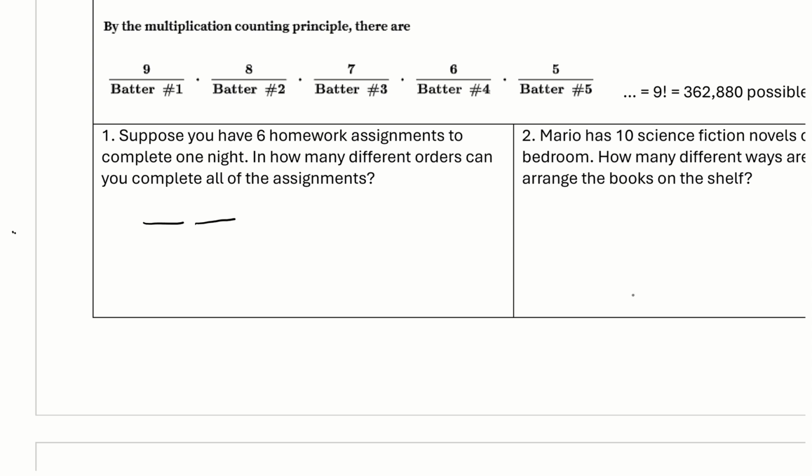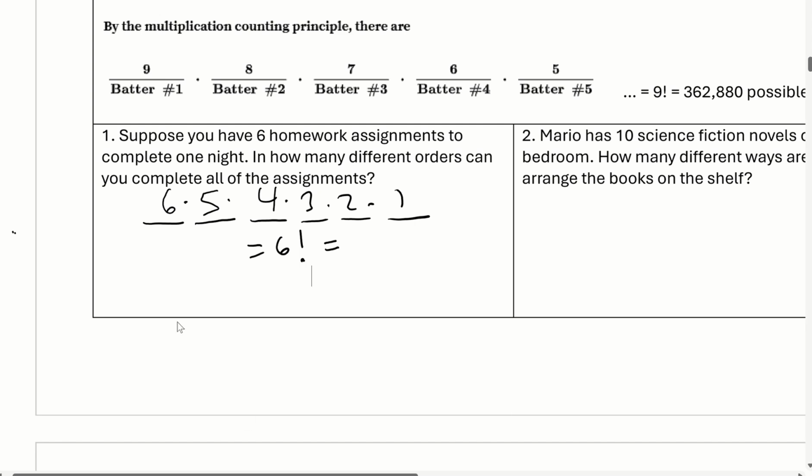So we just have 1, 2, 3, 4, 5, 6 assignments. So for the first assignment, we have 6 options, and then 5, and then 4, then 3, then 2, then 1. So in other words, we have 6 factorial options, okay? And 6 factorial, let's see what that is. It should be 720. Okay, so we have 720 different possible orders to do our homework.